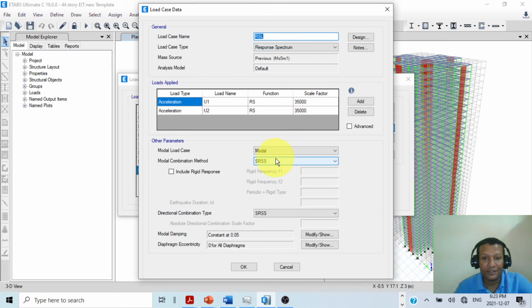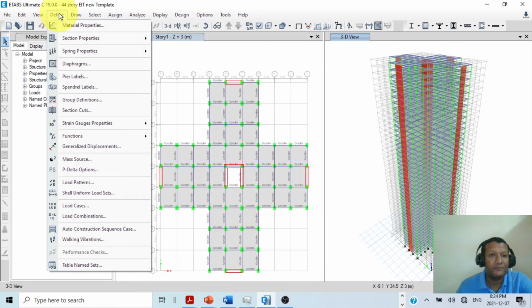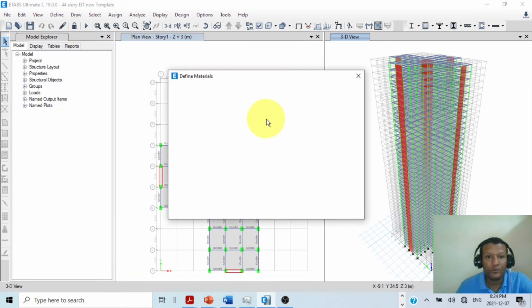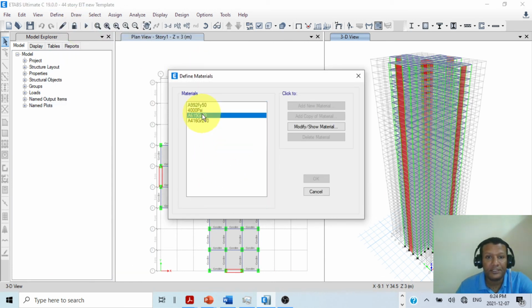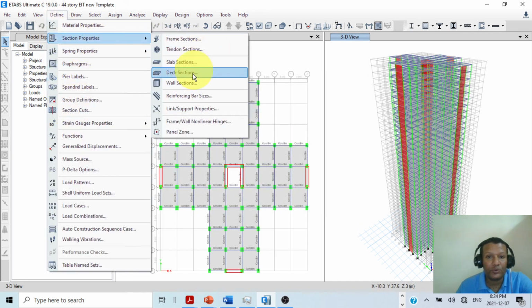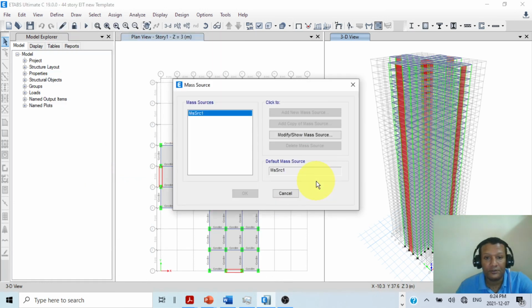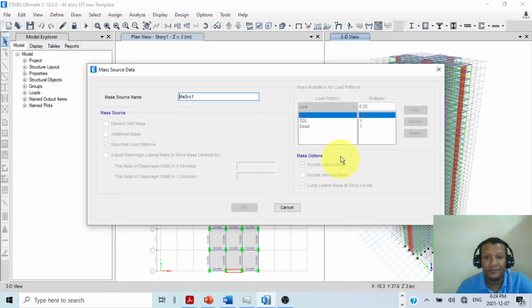This is a response spectrum. The modal shape I am going to use is from modal, and the mode combination is SRSS, and the damping is 0.05. SRSS is the type we are going to use, and so the result, everything is the same. Material property, this steel, concrete, diaphragms, section properties, wall sections, everything is all the same. P delta analysis, mass source, the mass source is also defined. This is the mass source.